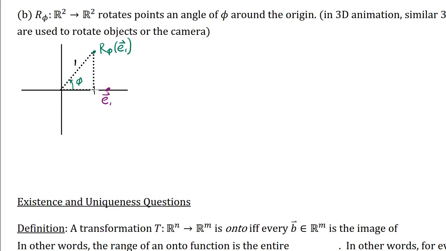And if you have a hypotenuse 1 right triangle, we're talking about points on the unit circle. The definition of sine and cosine is that sine of phi is defined to be the y-coordinate, or the height above the x-axis, and cosine of phi is defined to be the x-coordinate, or the distance from the y-axis.